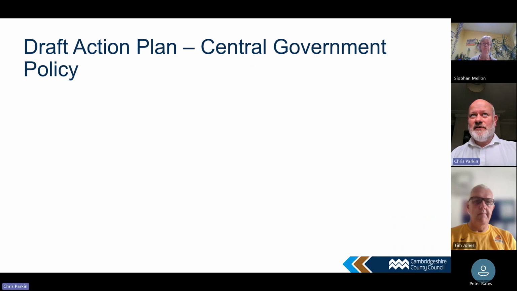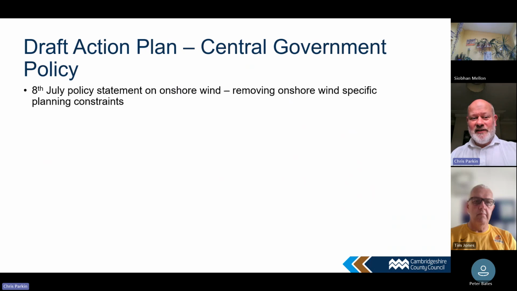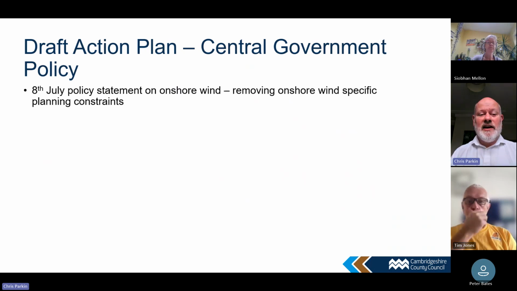This slide looks at central government policy because we are in the very early days of a new government. There's still a lot of detail to emerge on this, but there have already been some positive steps that are relevant for community energy projects. So on the 8th of July, there was a government policy statement that removed some long-standing planning constraints for onshore wind projects, and those were removed with immediate effect. So essentially, onshore wind projects face the same planning requirements as any other form of energy development.